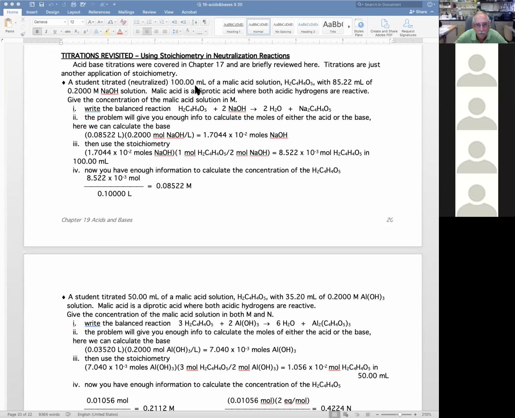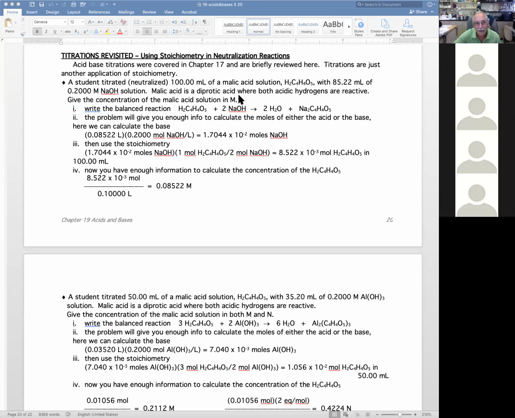Here's 100 milliliters of the acid, but we don't have the concentration, so we cannot get moles of the acid. Here is the volume of the base and the moles per volume of the base. We have everything we need to calculate the moles of sodium hydroxide. So we do that. So we calculate that there's 1.7 times 10 to the minus 2 moles of hydroxide.